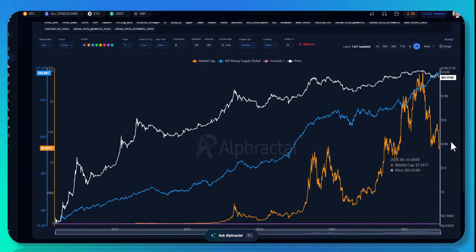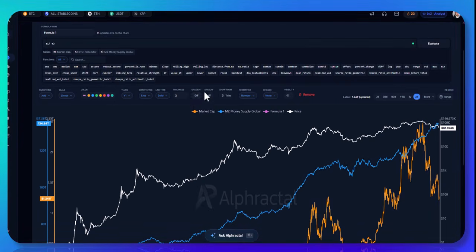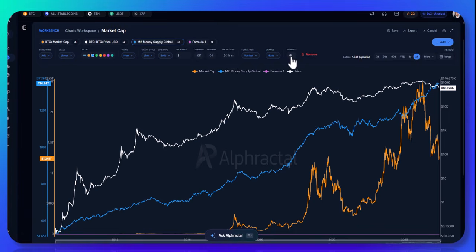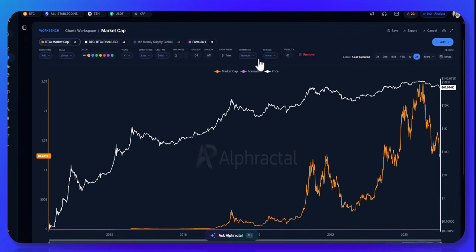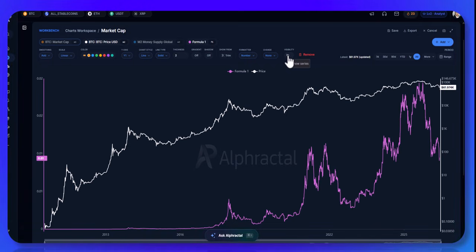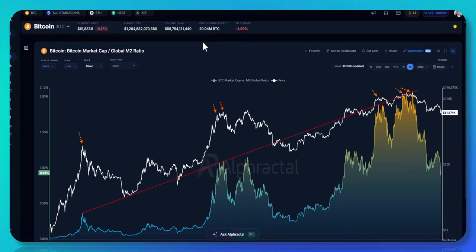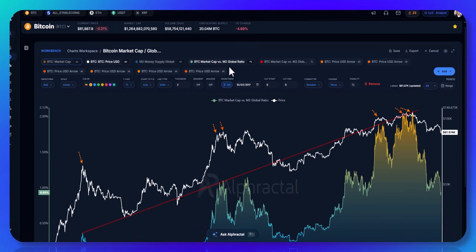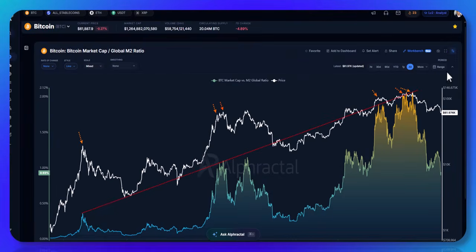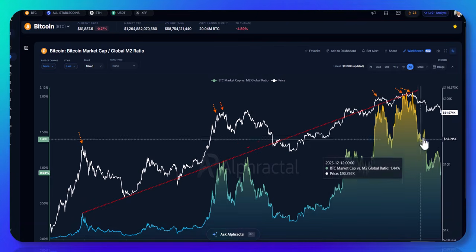In the formula editor, we add M1 divided by M3, and the formula appears on the chart in real time. With this, I can visualize what percentage of global monetary liquidity is being captured by Bitcoin. After a few adjustments to the chart, I got this result. This type of formula lets you create your own indicators, test hypotheses, and find relationships that don't show up on traditional charts.